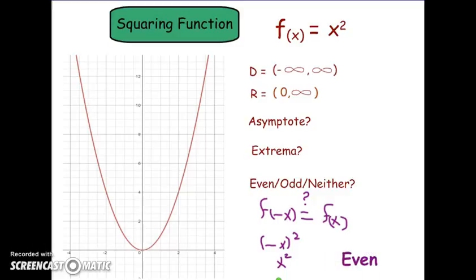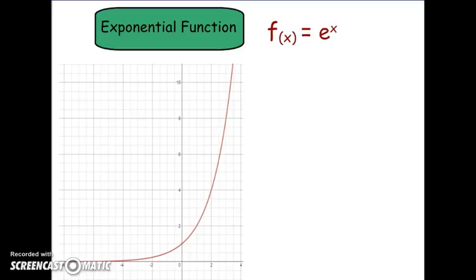Before I move on to the next function, I noticed I made a mistake. I hope you caught it too. The range of the squaring function, the simple quadratic, does include 0, and my expression here with the parentheses in interval notation says that 0 is excluded, but it actually is included, so make sure you record it with a bracket rather than parentheses.